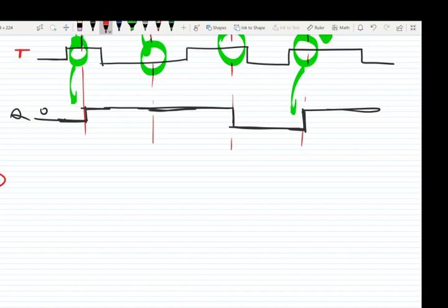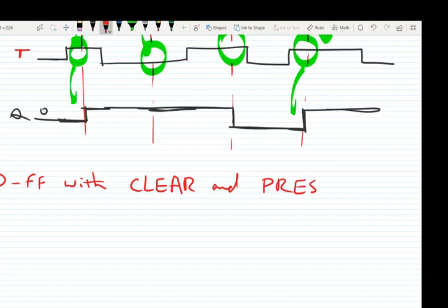Okay, so the next thing I want to talk about is a D flip-flop, or not just a D flip-flop, any flip-flop. Here we talk about the D flip-flop, but for all flip-flops this is true. So, a D flip-flop with clear and preset.